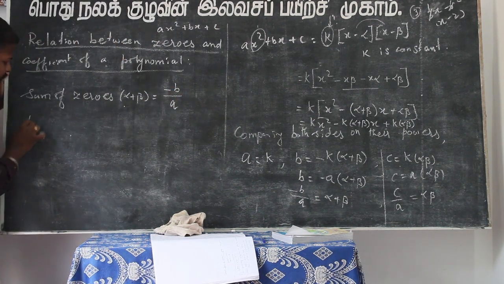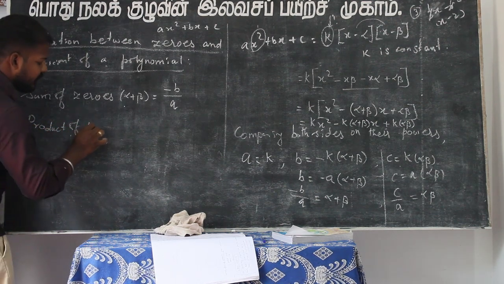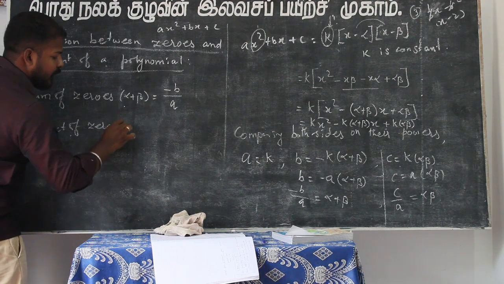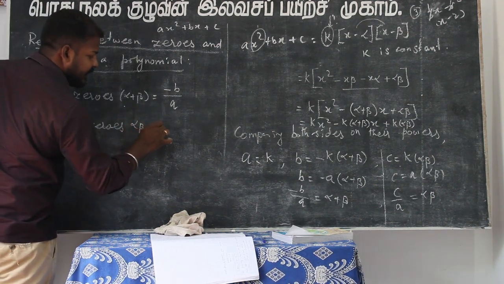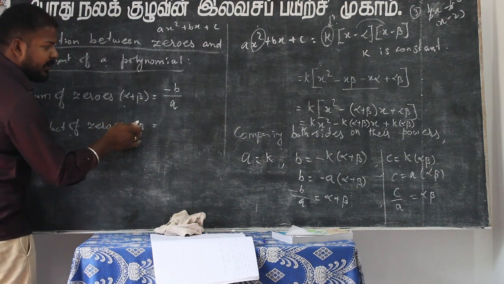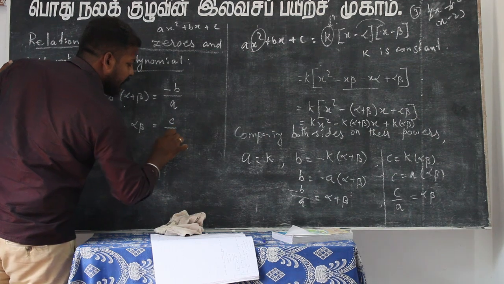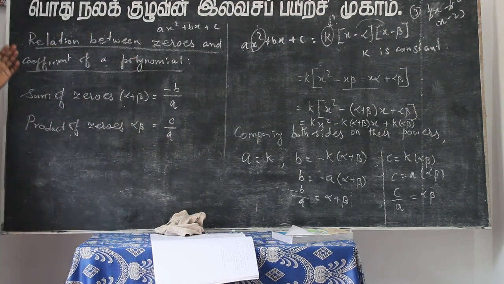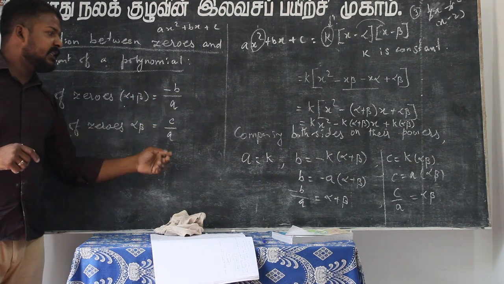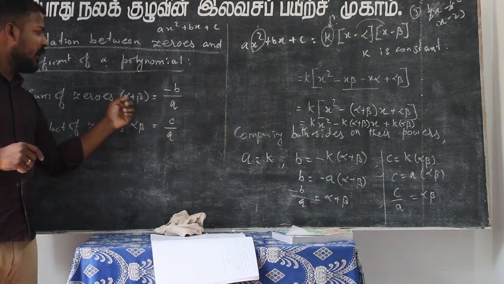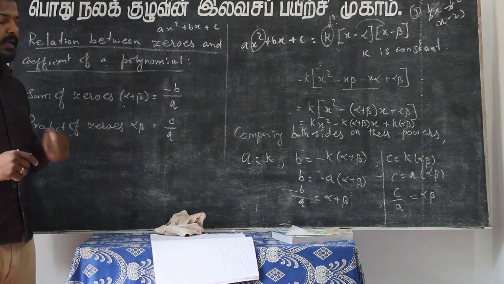So product of zeros. What is the product of zeros? Alpha beta. Alpha is one zero, beta is another zero. So we are multiplying alpha into beta. So alpha into beta is equal to what we are getting here? C divided by A. So this is the relation between zeros and coefficients of the polynomial. A, B, C are coefficients of the polynomial. Alpha and beta are the two zeros of the quadratic polynomial.